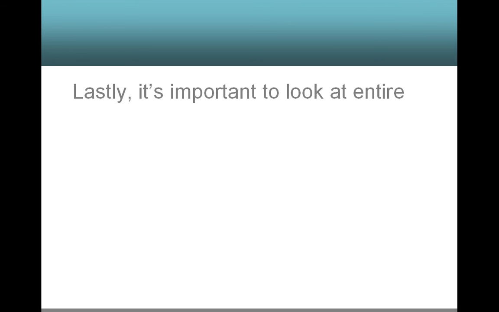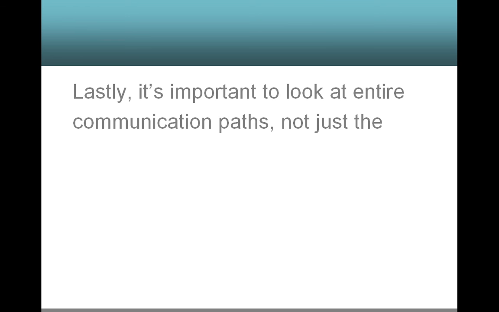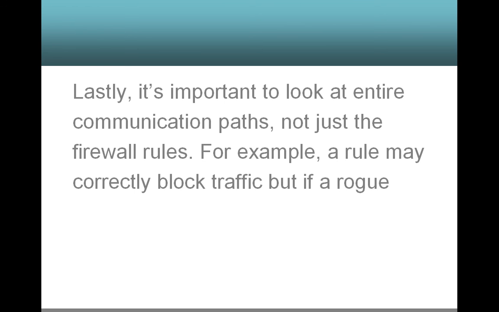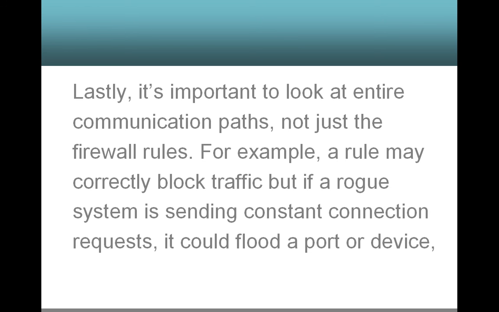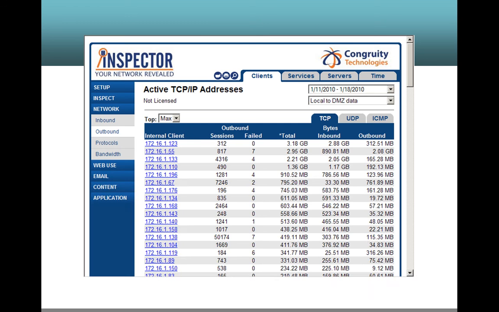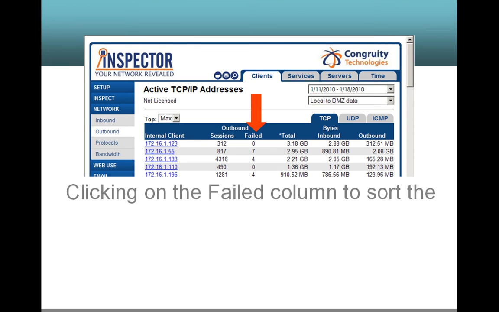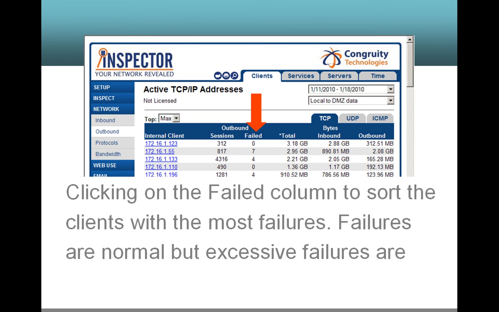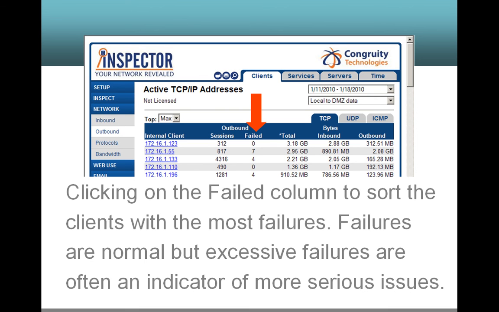Lastly, it's important to look at the entire communications path, not just the firewall rules. For example, a rule may correctly block traffic, but if a rogue system is sending constant connection requests, it could flood a port or device and possibly crash it. Clicking on the failed column to sort the clients with the most failures. Failures are normal, but excessive failures are often an indicator of more serious issues.